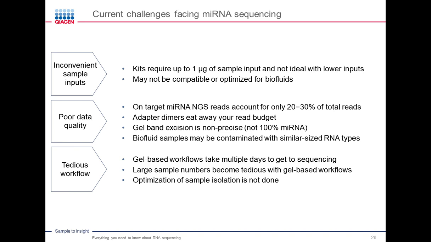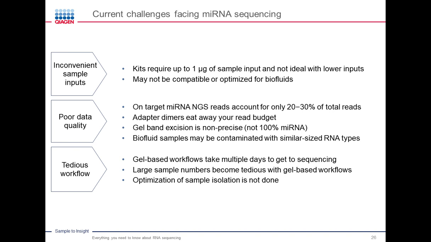The second problem is poor data quality. On-target microRNA in NGS accounts for only about 20 to 30% of your total reads. And often this is okay. However, the traditional kits were only mapping 20 to 30% when it should have been about 60 to 70%. Part of the problem was that adapter dimers are the bane of every microRNA researcher's existence. These eat away at your read budget.